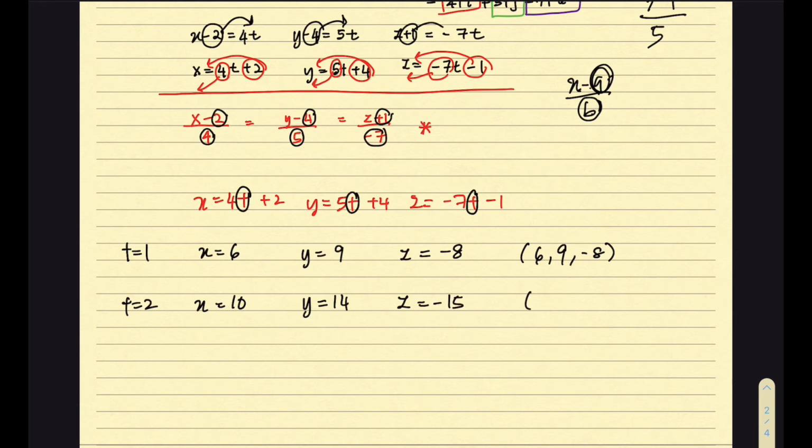So you have another point here, (10, 14, -15). And this point also lies on the line. Okay, so that is how we find another point on the line. You just need to substitute the value of t. Okay, so that is for equation number 2. That is for question number 2 earlier, I left it out.